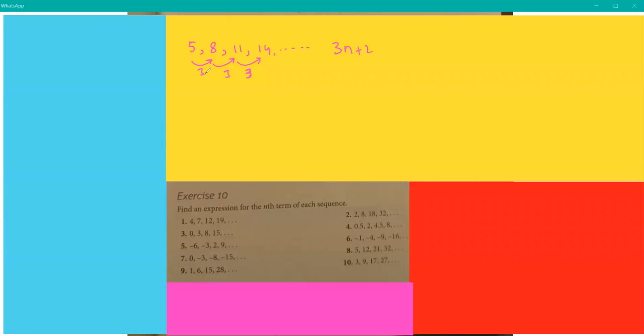So whenever you have a common difference, this nth term is always linear. Okay, this is called a linear expression. This is linear. Now look at the cases here in this exercise.